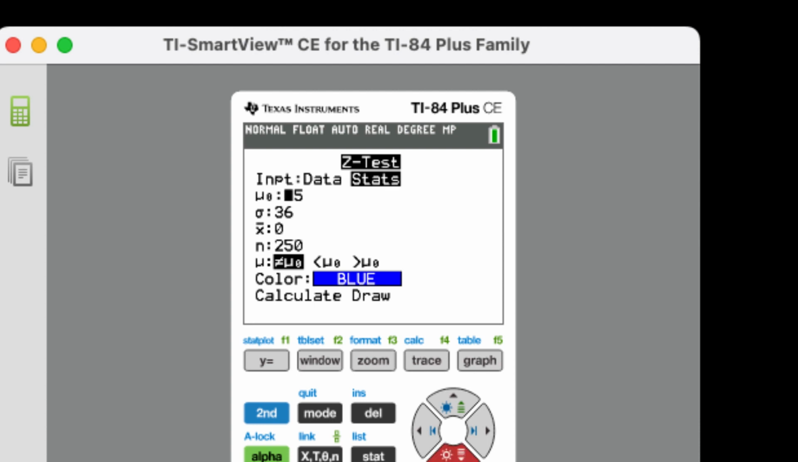Good. Go down to mu naught. Mu naught was 22. Now, what is sigma, ladies and gentlemen? That's your standard deviation. So put 1.2. Sigma is your standard deviation. What's the sample mean? 23.6. Is that true? What's your sample size? 50. What kind of test is this? Is this a two-tail test? Good. So we have to have that a not equal.